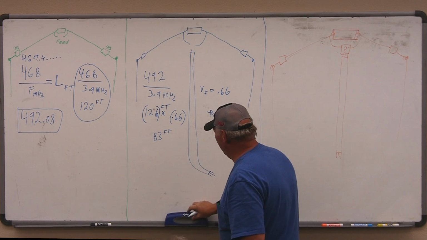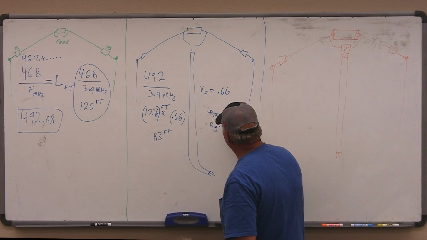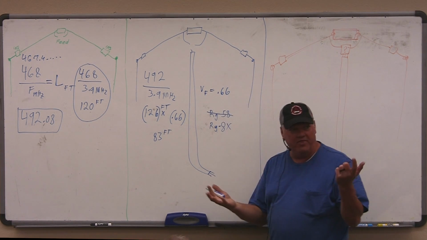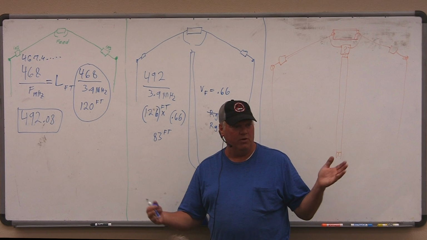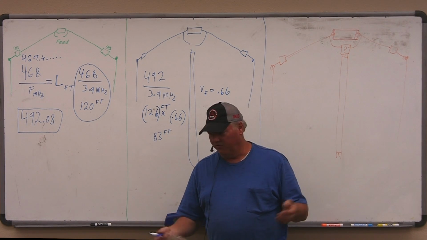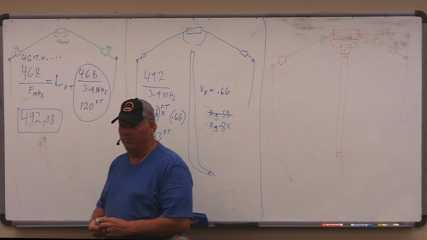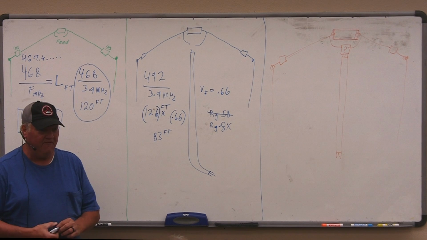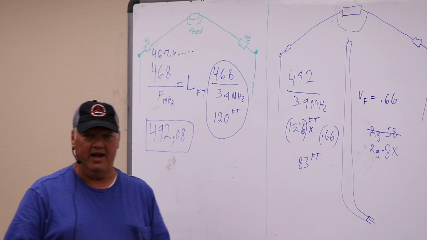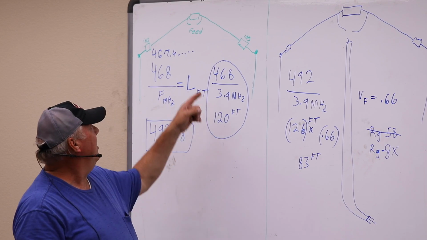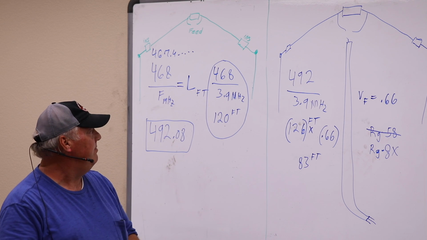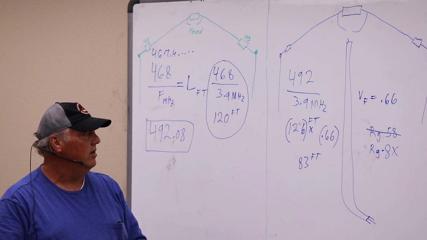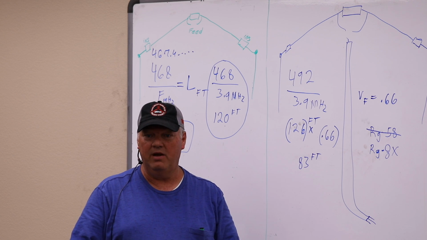RG8X, RG8 Mini. So we're going to go with RG8X. And remember, we talked about that. We've often bought it off of the internet, Amazon, in 50 and 100 foot lengths, right? So that's where you've got to ask yourself that very important question: is that 50-foot length of RG8X a good choice for my 3.9 megahertz 80-meter antenna that's 120 feet long? Why would it be a bad choice?